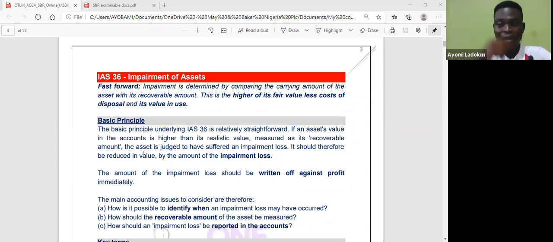So obviously, at the end of each reporting period, I must depreciate. When I carry an asset under the fair value model in accordance with IAS 40, I will not depreciate. So you need to understand that.